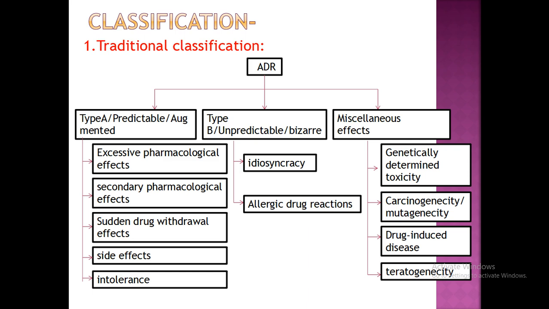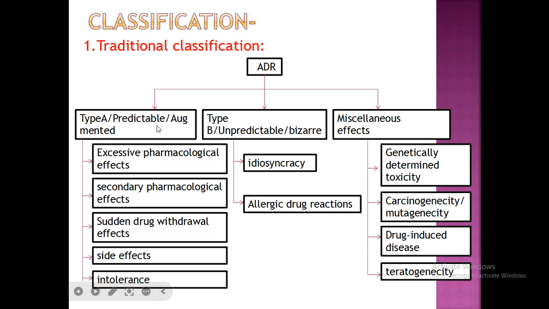Type B, or unpredictable or bizarre. So unpredictable, these kind of ADRs are unpredictable and they cannot be predicted. So we cannot tell this kind of ADR will occur with administration of this kind of drug. Bizarre, bizarre means unusual or strange. Then the third type is miscellaneous effects.